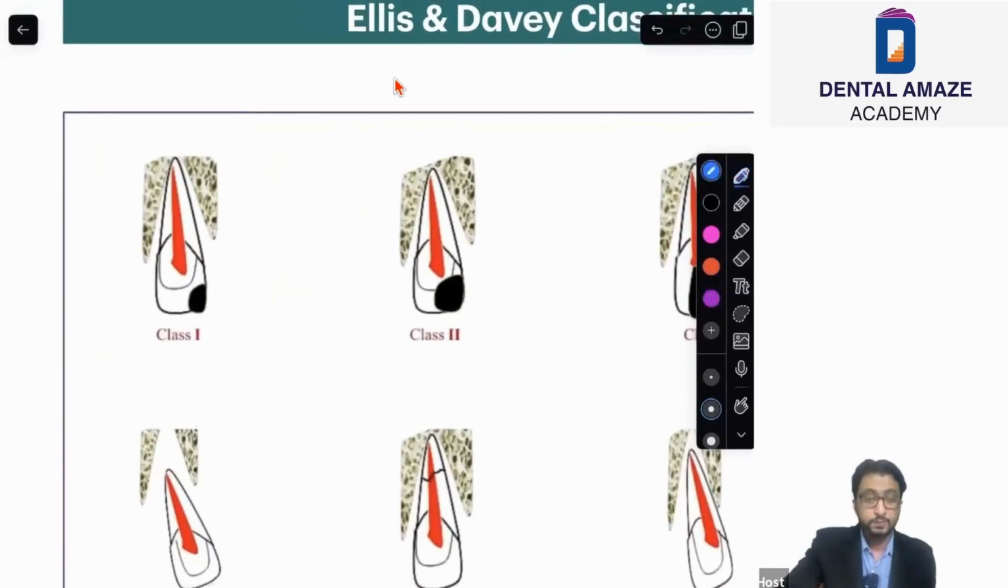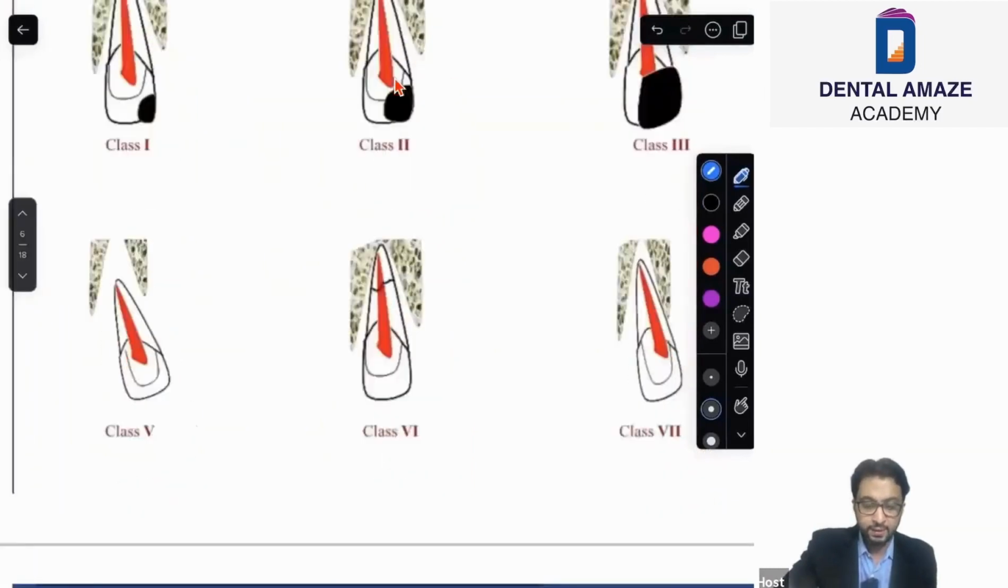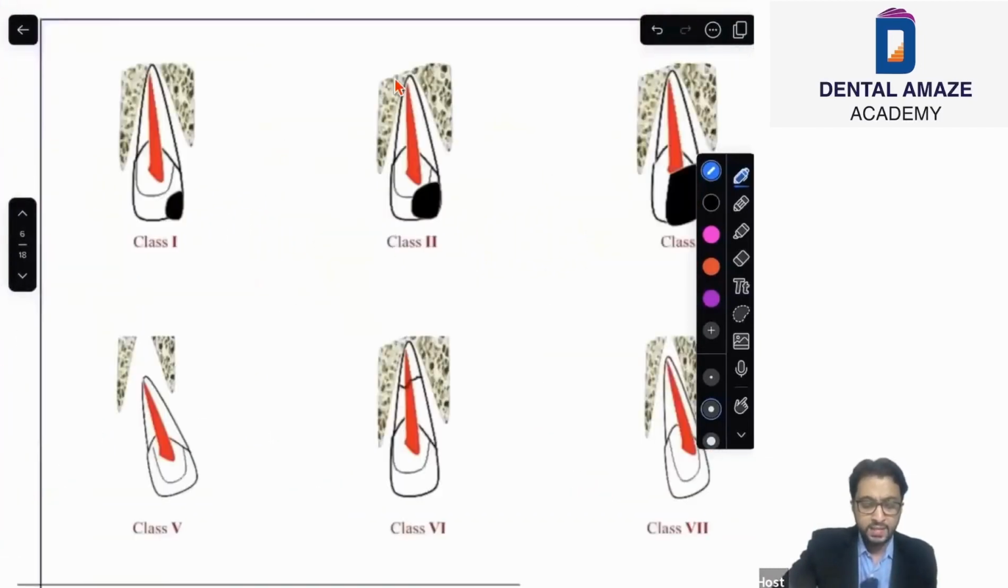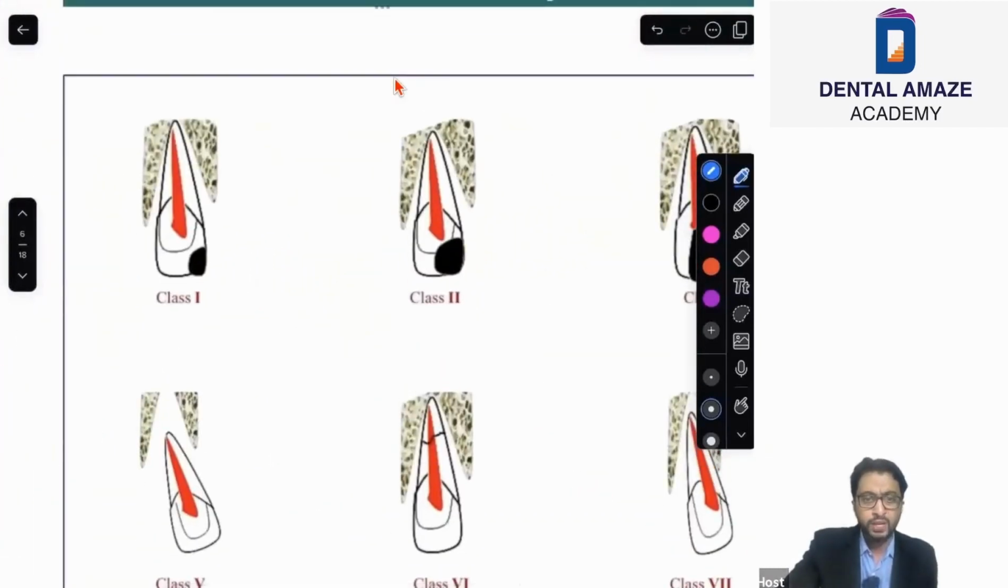I think I'll use blue, which will be more contrasting. Now, Ellis is class 1 to class 9. So till 8 is seen here, and 9 is basically deciduous. So 1 to 8 is permanent tooth fracture, and class 1 is only involving the enamel.